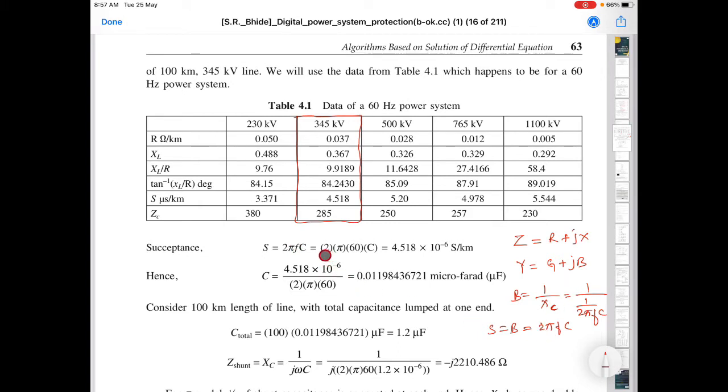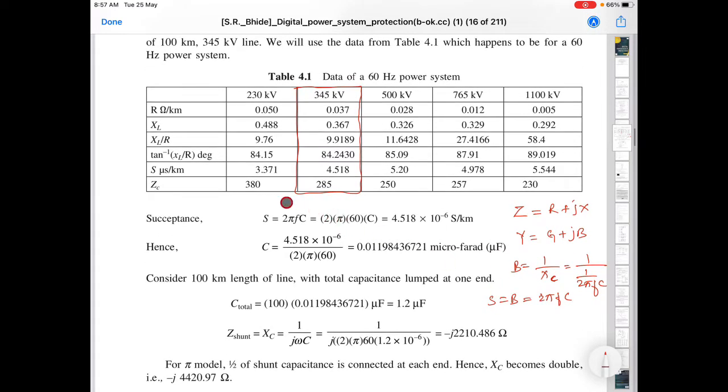So everything is known, susceptance is given, okay. So you calculate the capacitance, only unknown is this, okay. In this equation S is given, so S is this much, 4.518 into 10 power minus 6 Siemens per kilometer. So susceptance unit is Siemens, okay. So only unknown is C, that is kept one side, the other things on the right hand side, and you get 0.011 microfarad, and it is per kilometer, correct.